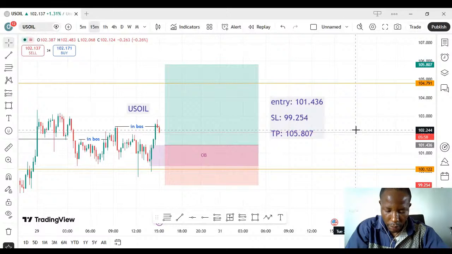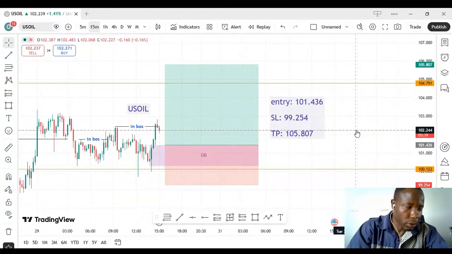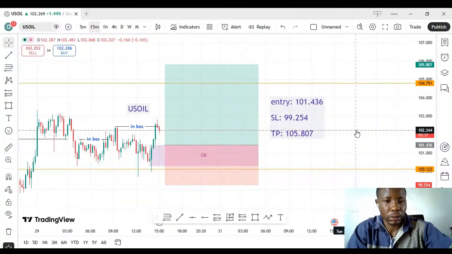Please apply proper risk management. Don't risk more than what you can afford to lose. Apply proper risk management. Alright, I've set it.